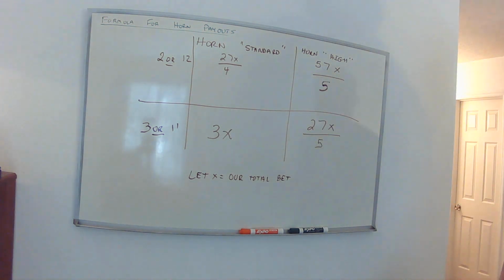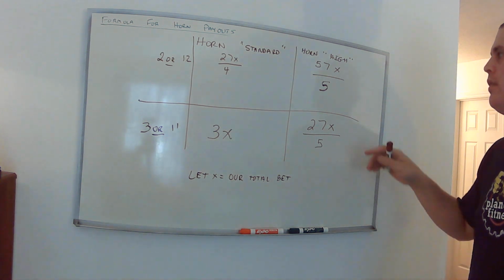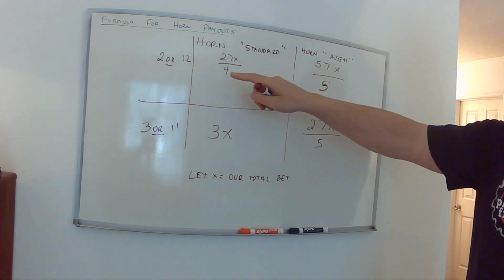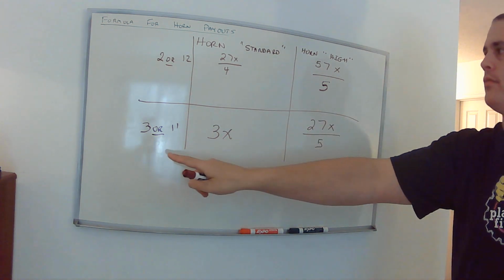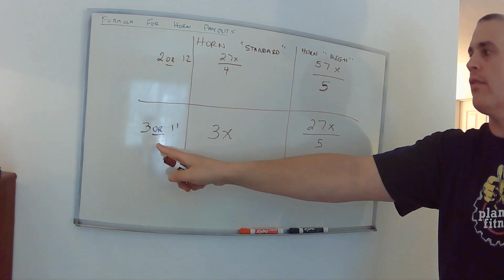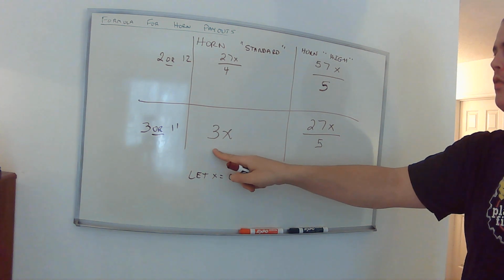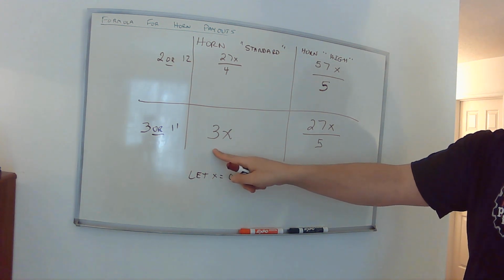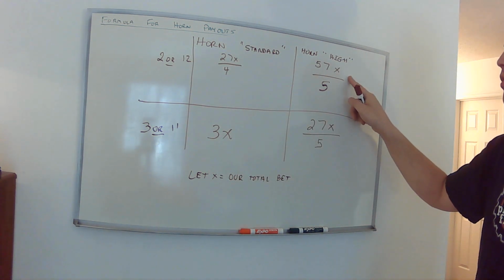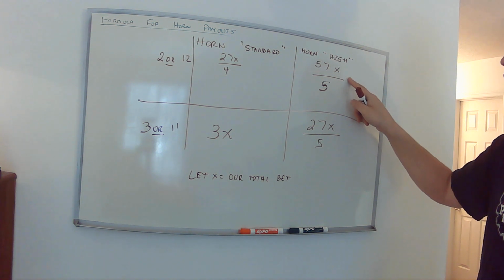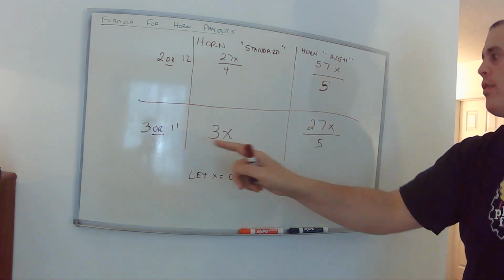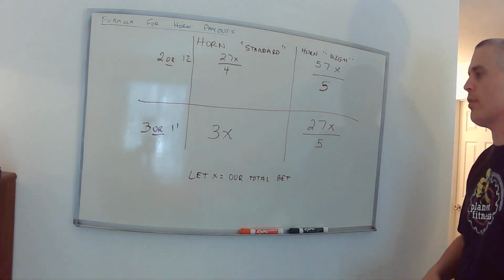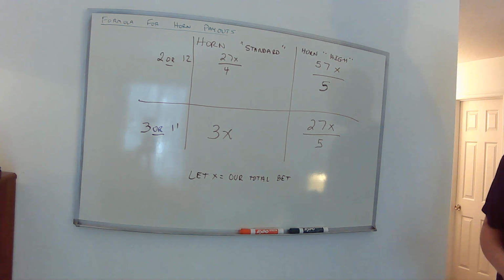Everything's in an increment of 5, so horn standard 2 or 12 pays out 27 over 4 times the bet. 3 or 11 simply on a horn standard pays 3 times whatever the bet is. For the horn high 2 or 12, it's 57 times the bet over 5. And for the horn high 3 or 11, it's 27 times whatever the bet is over 5.